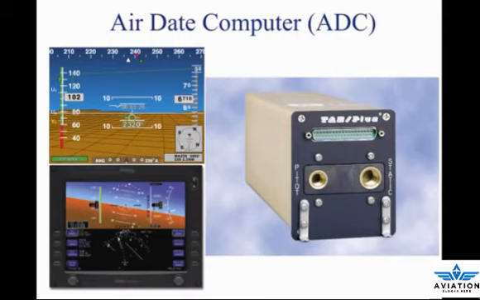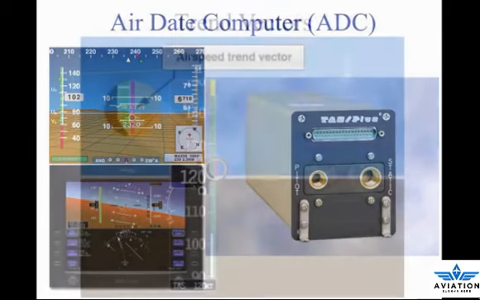Outside air temperatures are also monitored and introduced into various components within the system, as well as being displayed on the PFD screen. As shown on the right, the ADC is a separate solid-state device which, in addition to providing data to the PFD, is capable of providing data to the autopilot control system.